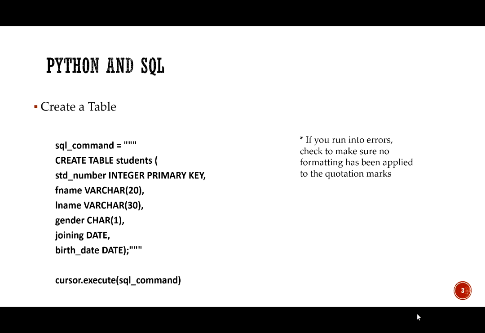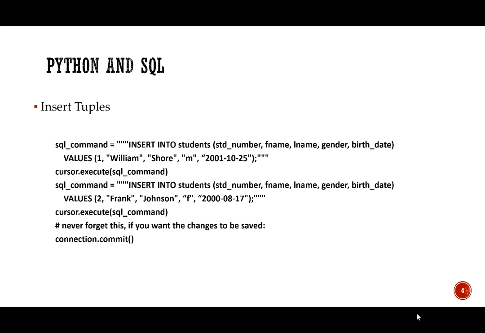Going back here, we executed the SQL command, and now we can insert tuples. We can add records to that table. Now we create another variable, sql_command, again with three quotation marks, and the keyword is INSERT INTO students. After INSERT INTO, we expect the table name or the relation name, and then we list the attributes we just defined: the student number, first name, last name, gender, and birth date. And then the keyword is VALUES. Then we assign values to each attribute. Let's say the student number is 1, first name William, last name Shore, gender male, and the birth date.